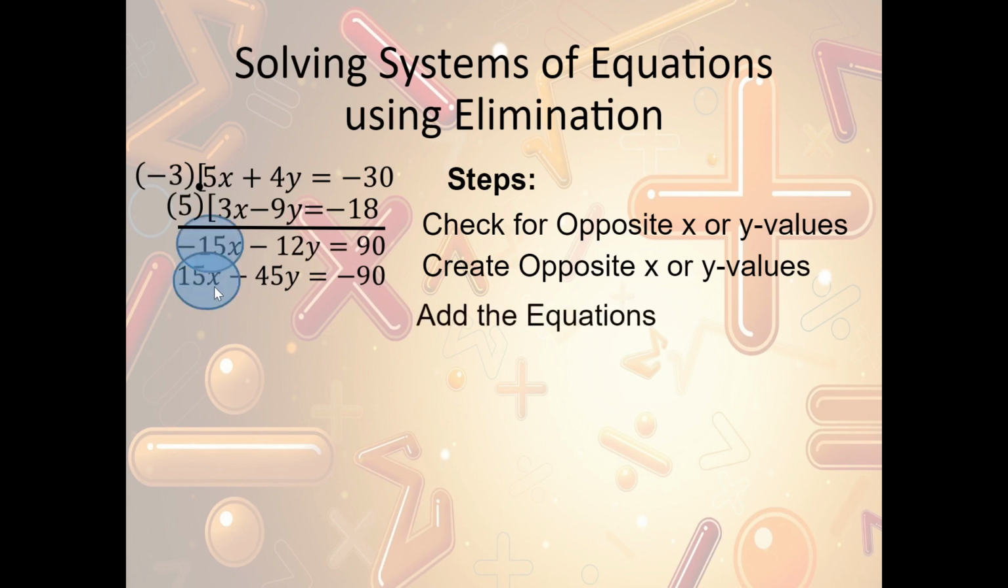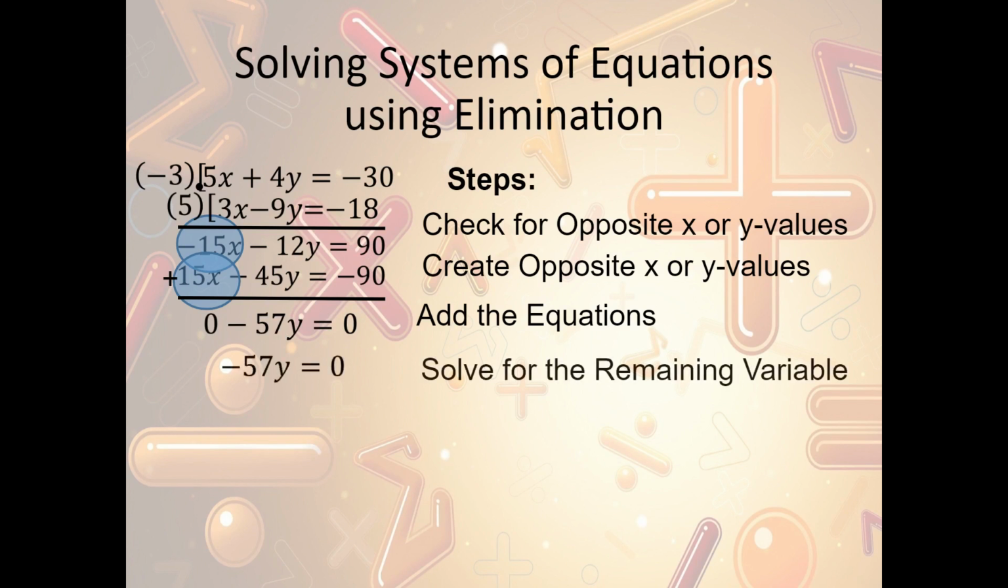Now notice I have opposites, so now I can go ahead and add the equations. My x's will drop out. I end up with -12y plus -45y is -57y. And then I have 90 and -90, which is 0. So I'm left with -57y is equal to 0. I divide both sides by -57 to solve for the variable, and I get y is equal to 0.